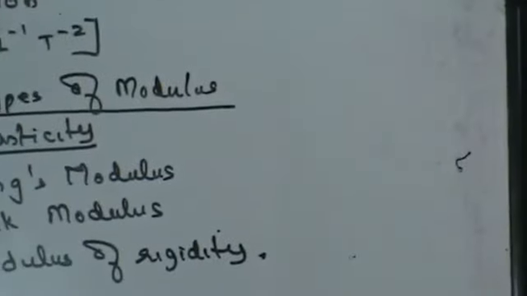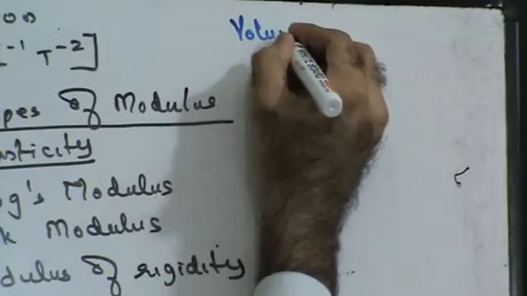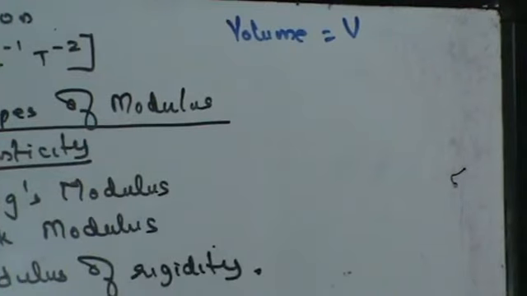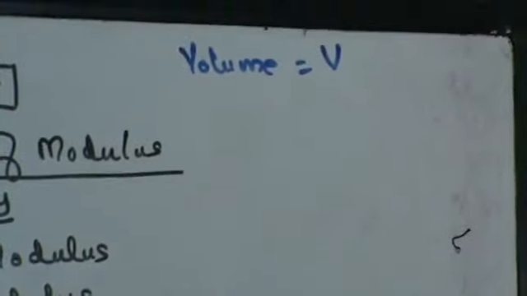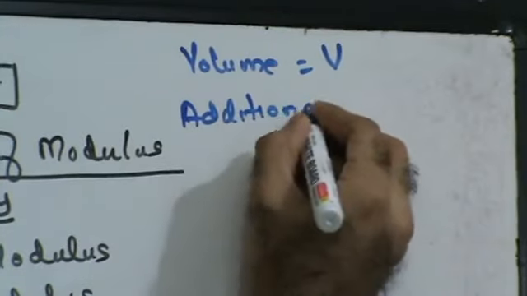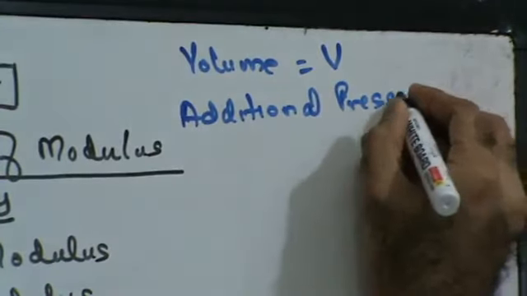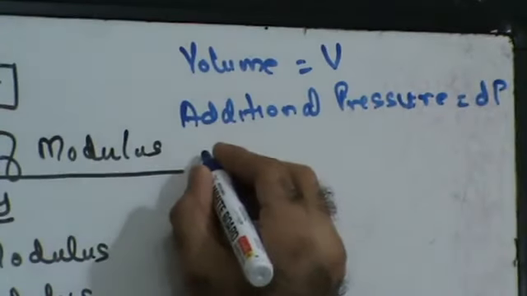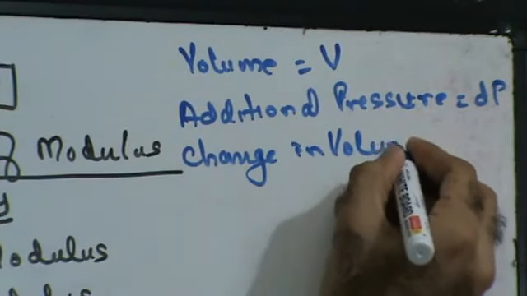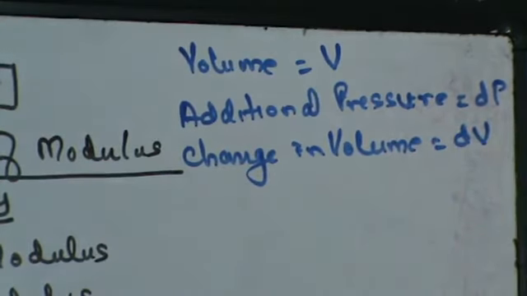Now let us assume that the volume of a body is V, and an additional pressure of dP is applied on the body, which brings about a change in the volume of dV.